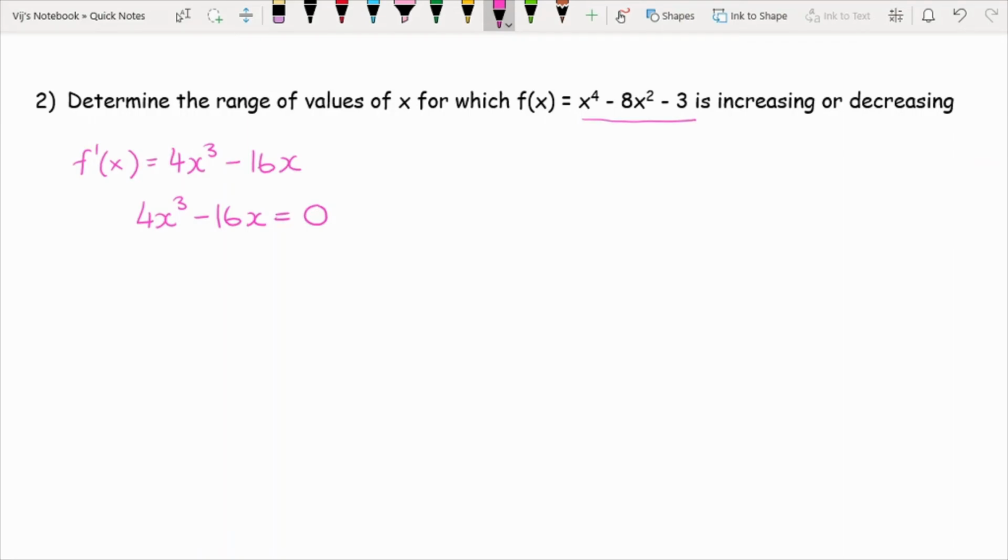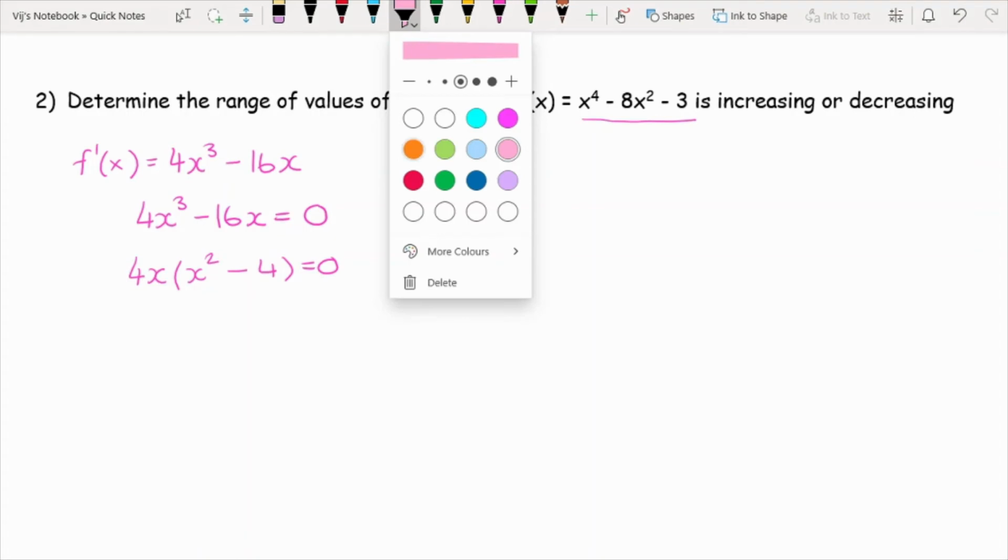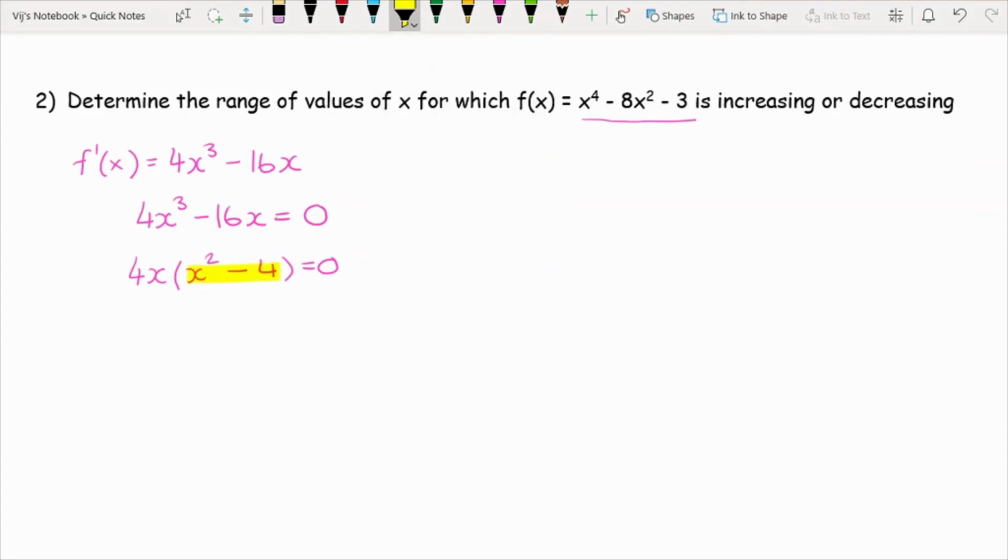Our coefficients of both x cubed and x have a factor of 4 that goes into them, and also we've got x in each term. So if I take 4x out, I end up with x squared minus 4 equals 0. Now one thing hopefully you would notice from what I have in the brackets is that this here is a difference of 2 squares. So I can expand on this by writing x.